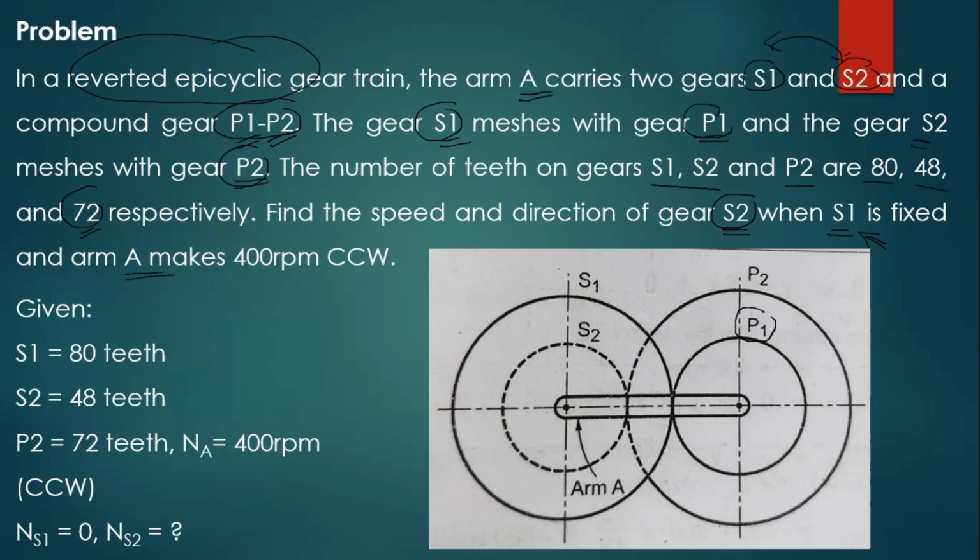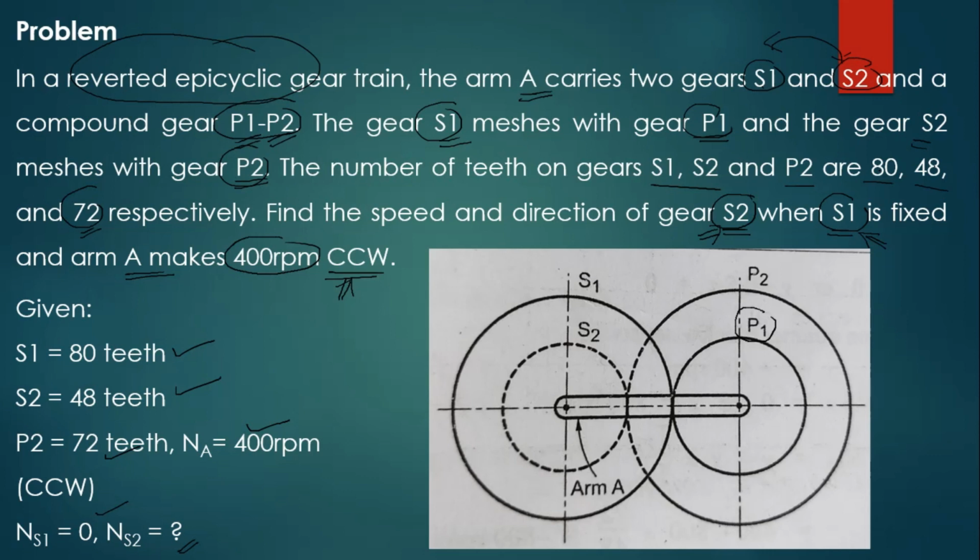And the arm A makes 400 RPM counterclockwise. Arm A, which is 400 RPM counterclockwise, means a plus sign. So what are the given data? S1, S2, P2 and NA. We have to find NS2, and NS1 is equal to 0, because S1 is fixed when we need to calculate S2. So substitute NS1 equal to 0 when we are going to calculate S2.